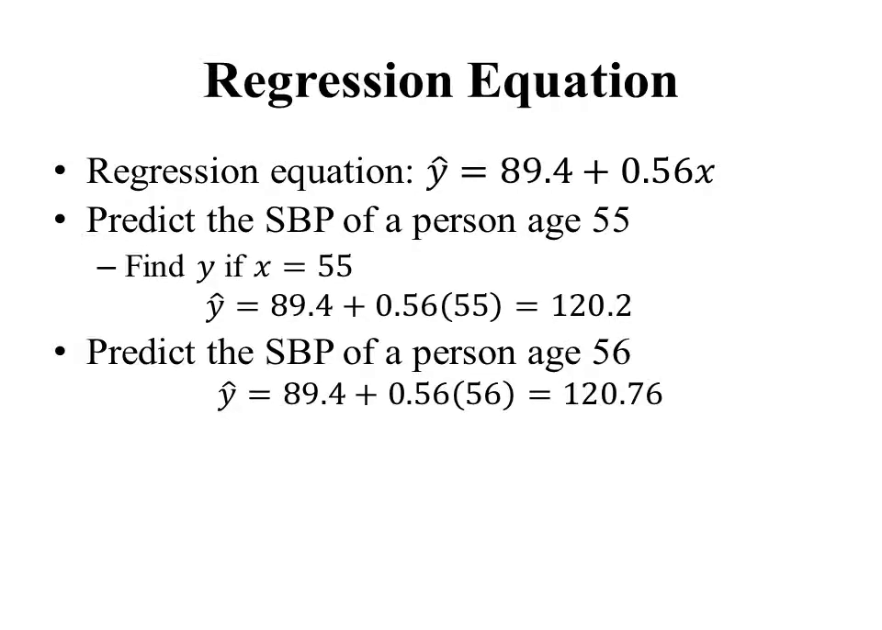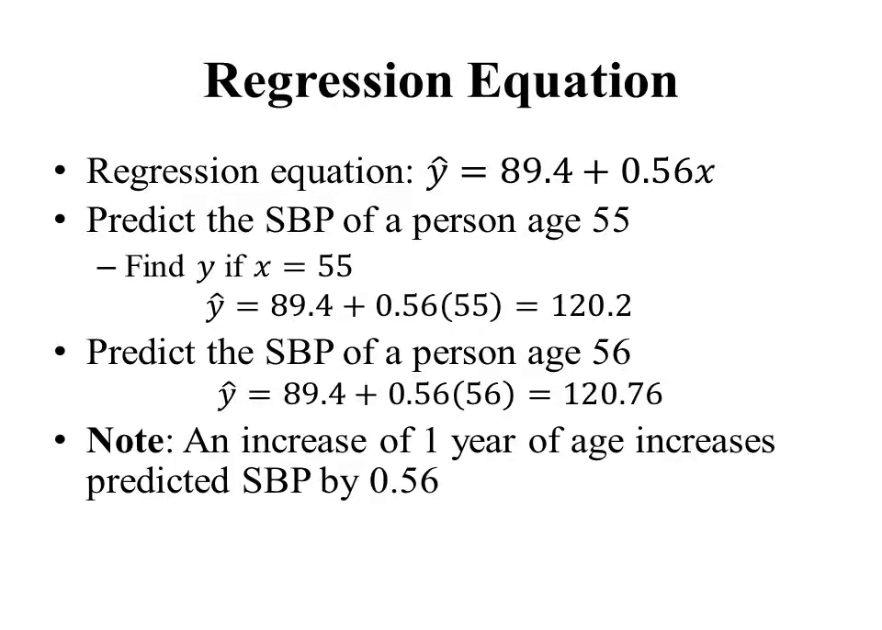Now let's do another simple calculation. Predict the systolic blood pressure of a person age 56. So we're going to plug in x equals 56, take that times 0.56, add 89.4. We do the arithmetic, we get 120.76. So that would be the best predicted blood pressure of a person age 55 based on our data. Or excuse me, age 56.